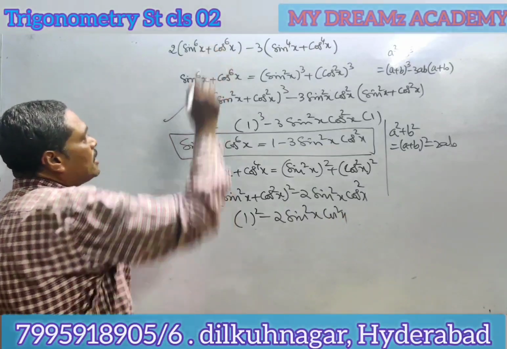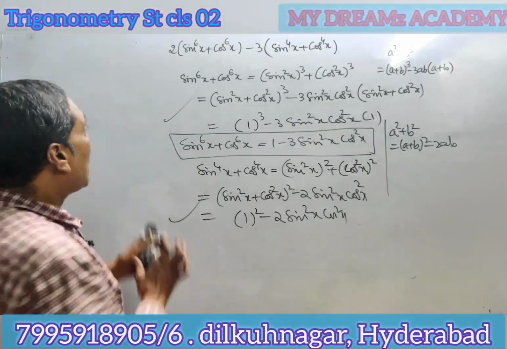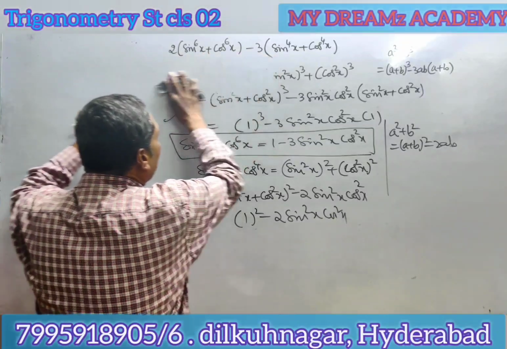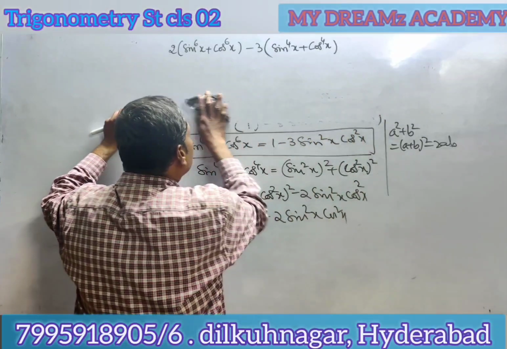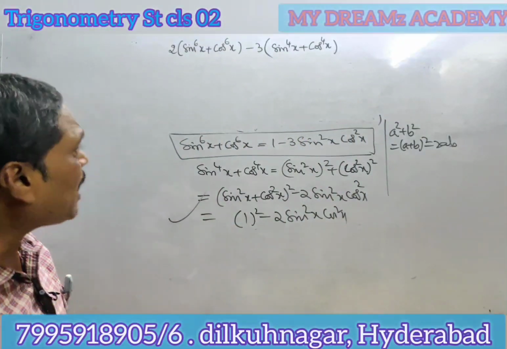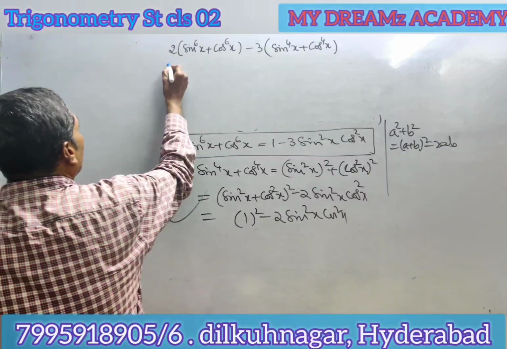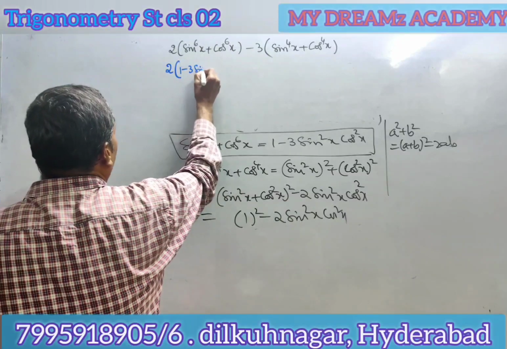These two I am using in the given problem. This is the method actually. I am using these two in the problem. See here, I am substituting these two terms in this. In the problem, if I write 2 into, what is this? 1 minus 3 sine square cos square.